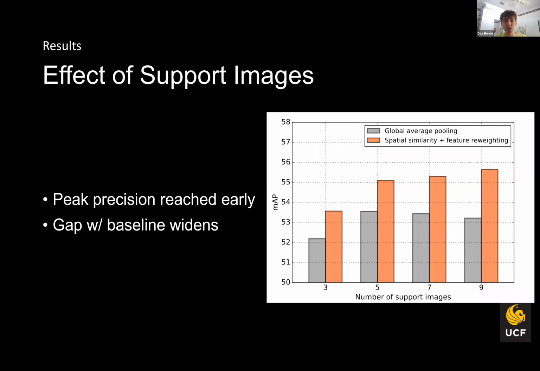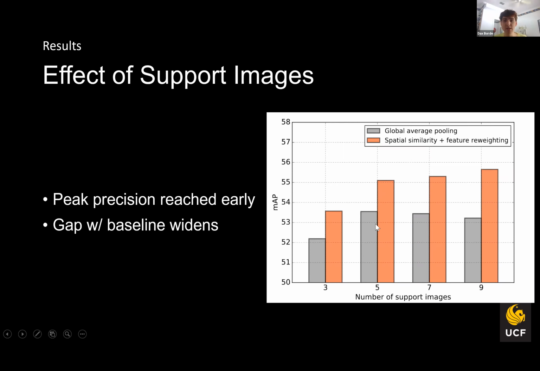They also investigate, for the whole network, the effect of the number of support images that you give it. Because remember, they test anywhere from 3 to 9, and it could potentially be even way more support images. They find a couple of different things. The first is that they reach their peak precision fairly early. So there's kind of diminishing returns as you give it more and more images. They find that around 5 images, you get most of the detection power of the network.